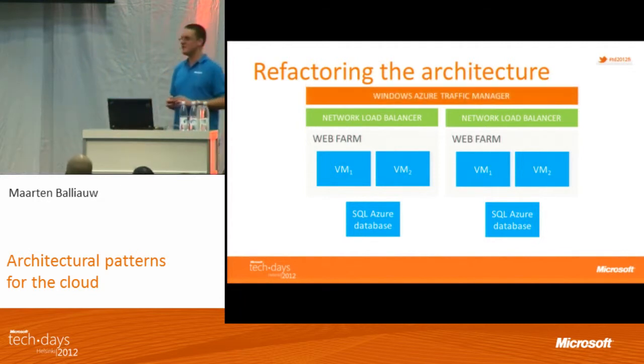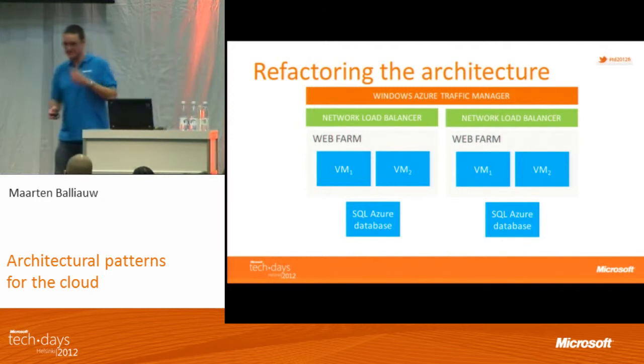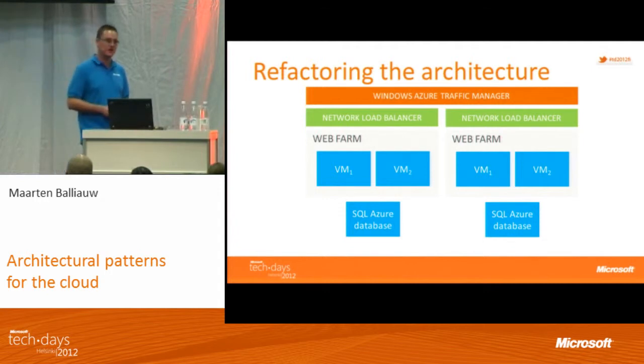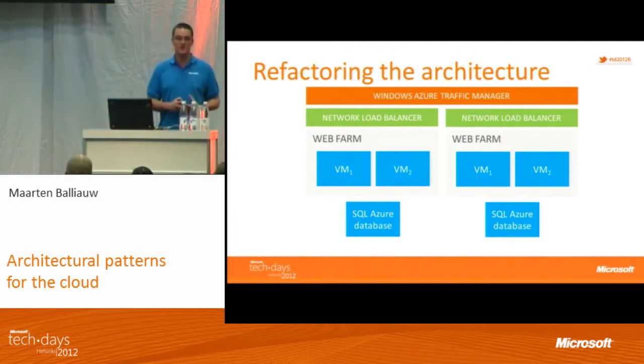There's the Windows Azure Traffic Manager, which is an interesting tool that uses DNS for distributing traffic between both data centers. So what you can do is instruct the traffic manager, for example, to fail over from one data center to another if something happens.